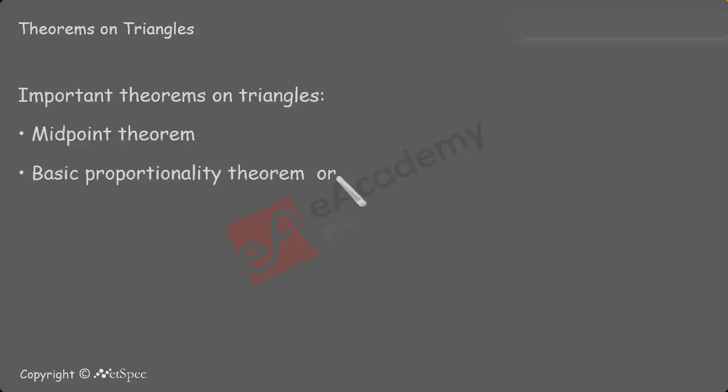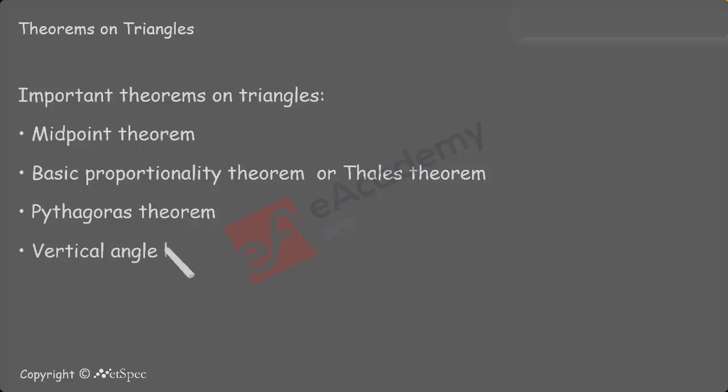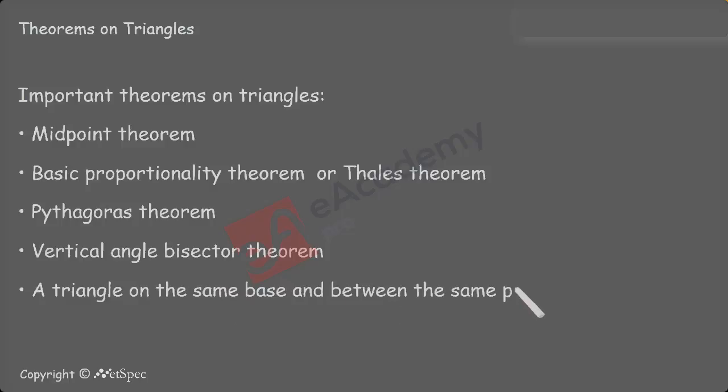In this aim, we will learn a few important theorems on triangles. There are 5 important theorems on triangles. They are midpoint theorem, basic proportionality theorem or Thales theorem, Pythagoras theorem, vertical bisector theorem, and the theorem that states that triangles on the same base and between the same parallels are equal in area. Let us learn these 5 theorems in detail.